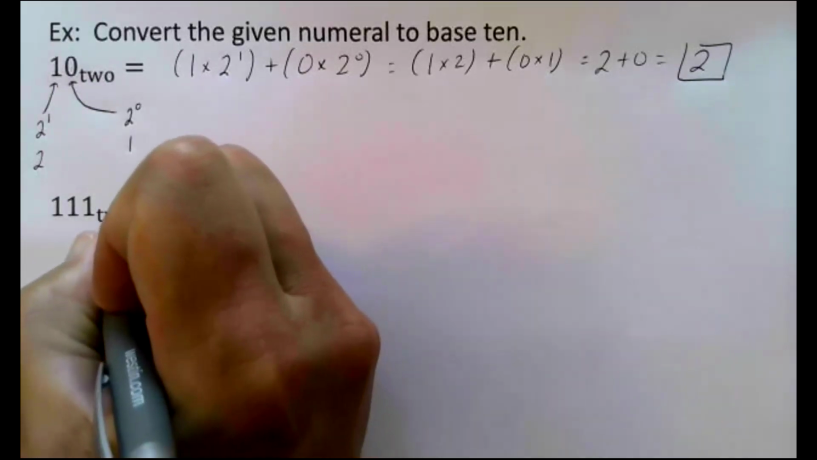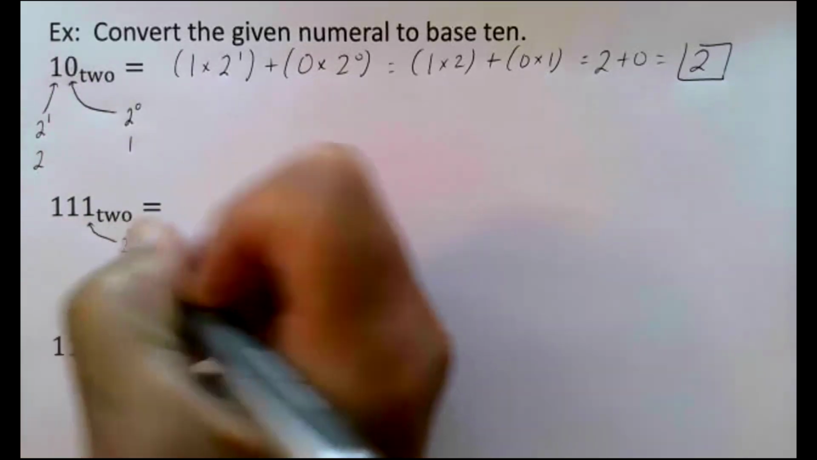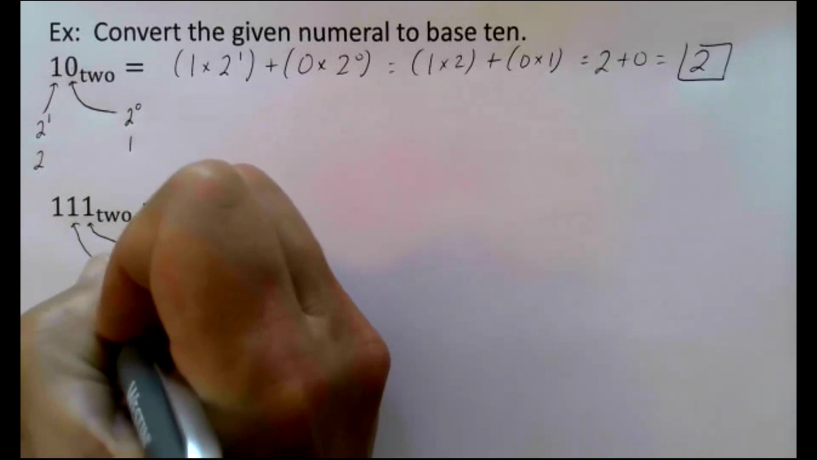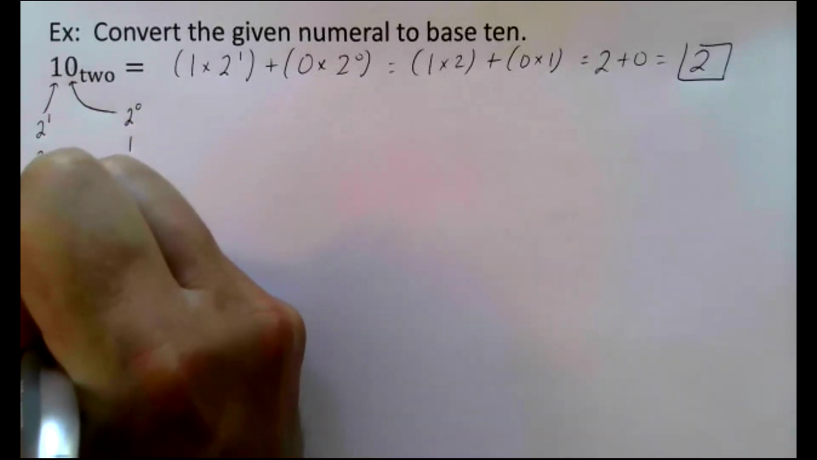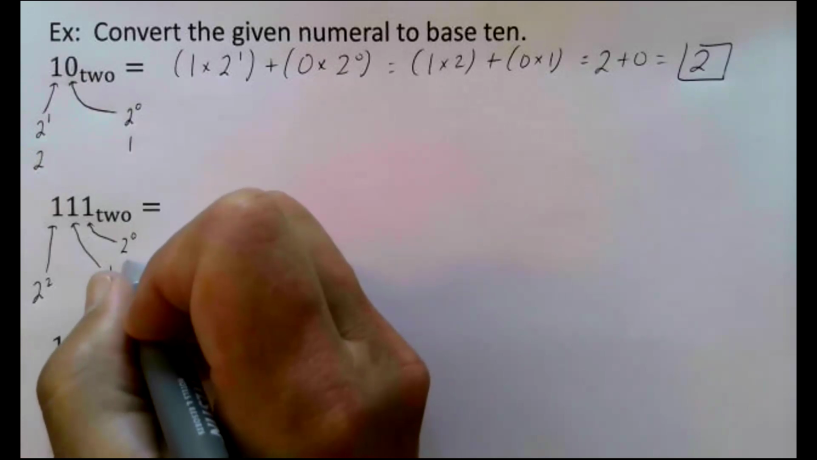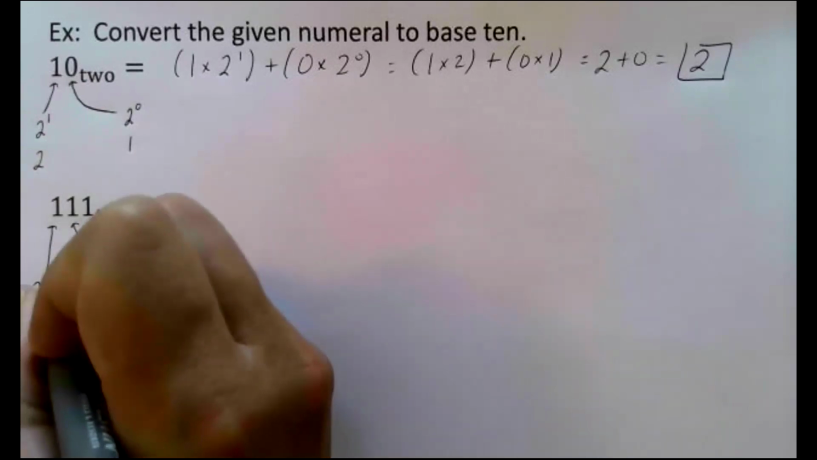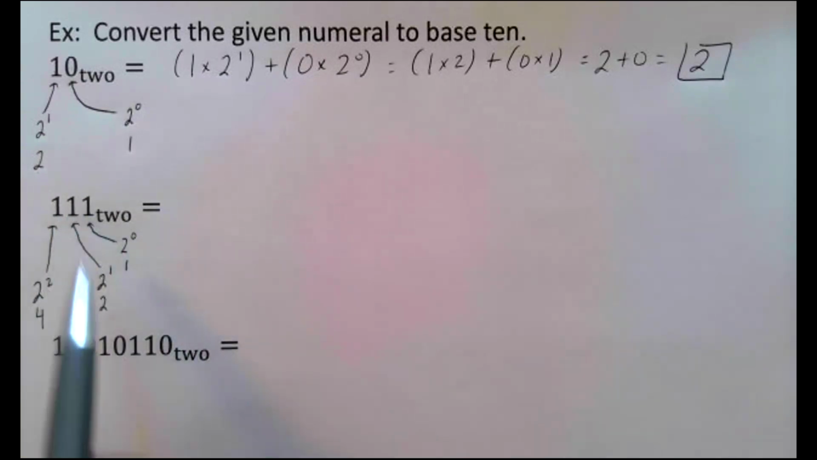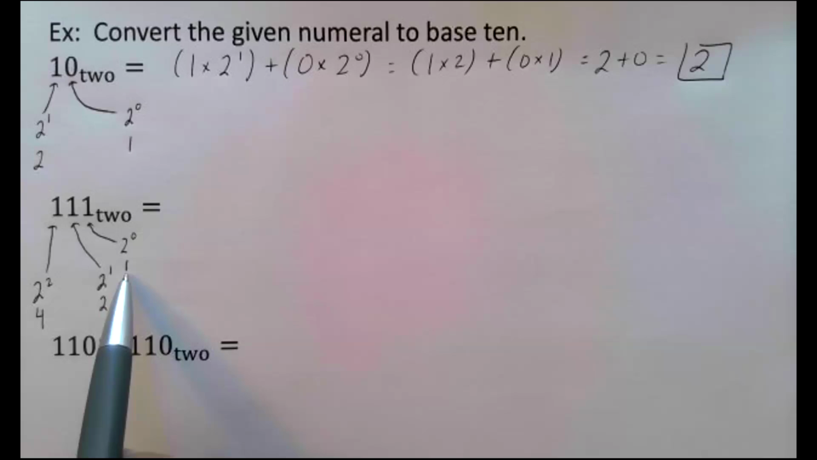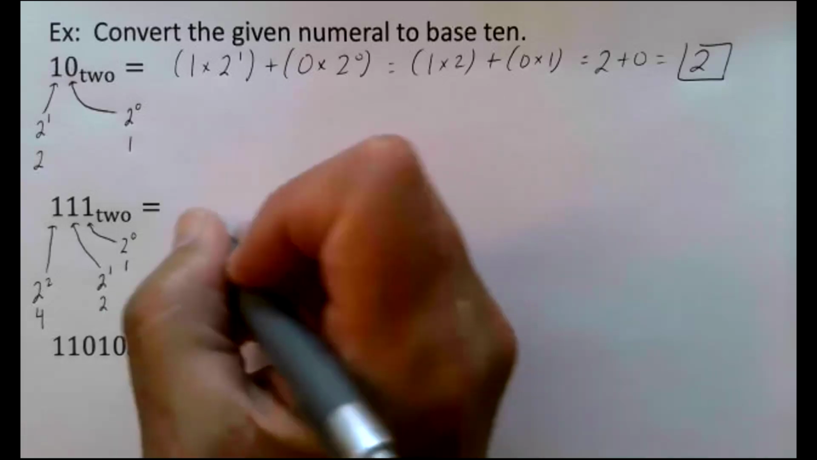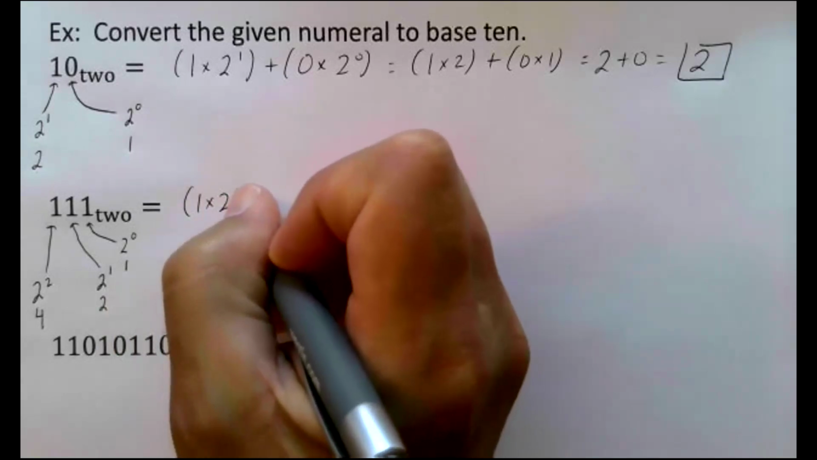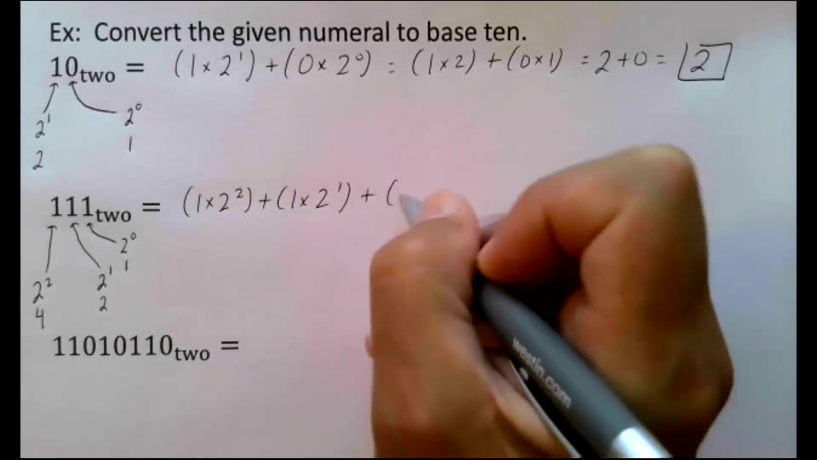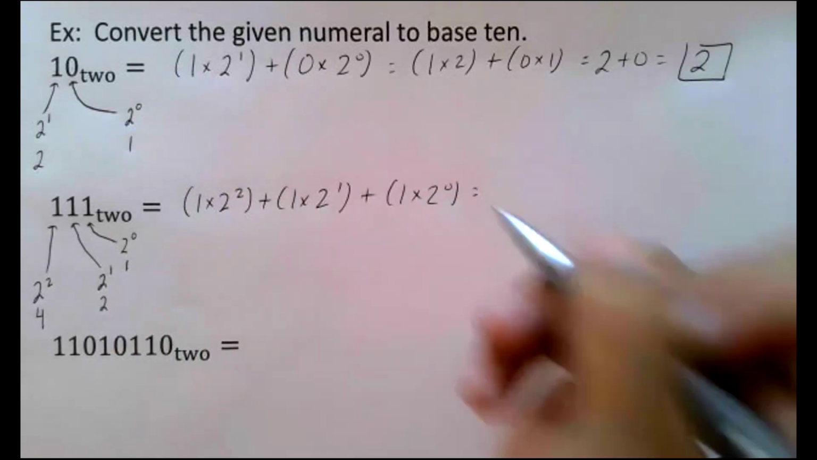So what about the next one? Remember, the far right is telling you, in this case, the 2 to the 0 power space. And then the next one is the 2 to the first power space, and then the next one is the 2 to the second power space. 2 to the 0, of course, is 1. 2 to the first power is 2. 2 times 2 is 4. This is saying I have 1 set of 4 plus 1 set of 2 plus 1 set of 1. I have 1 set of 2 squared, 1 set of 2 to the first power, and 1 set of 2 to the 0 power.